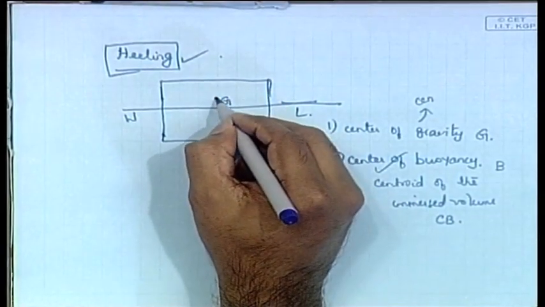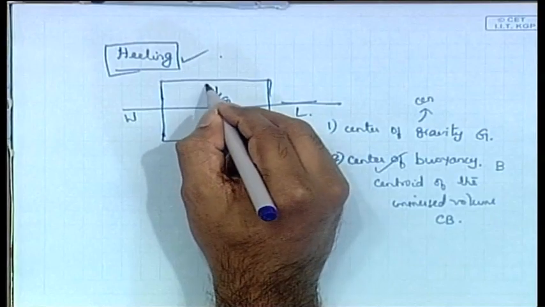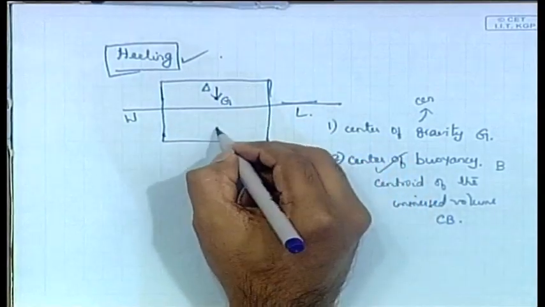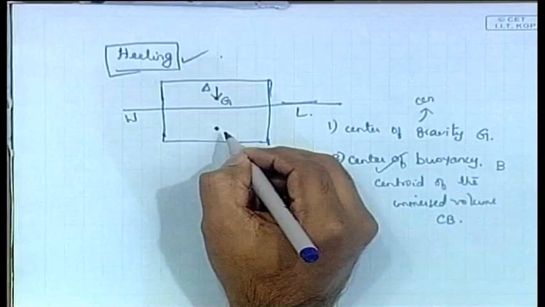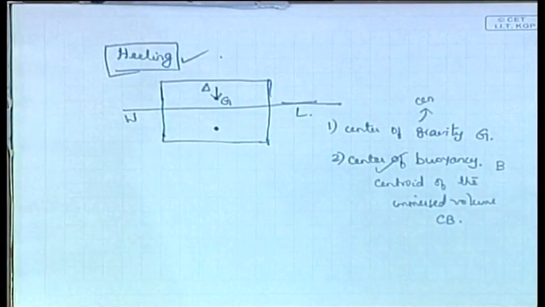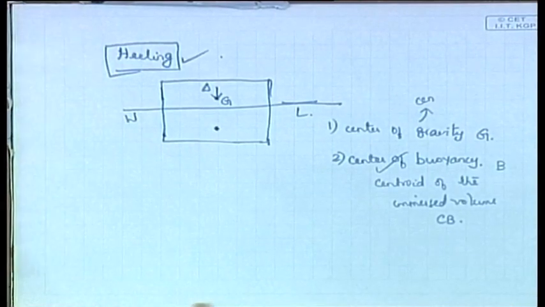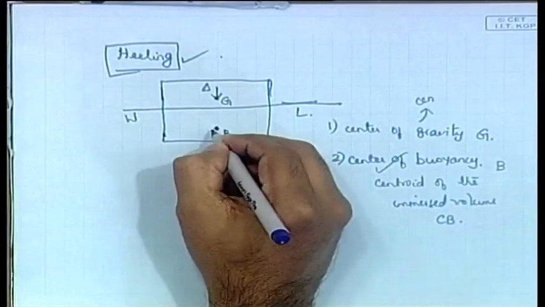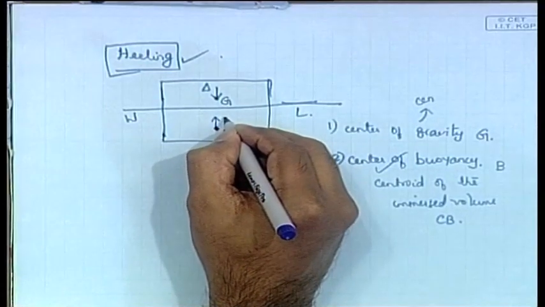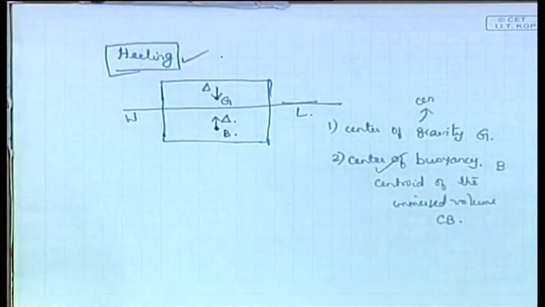Therefore, this is G, here the weight of the body delta is acting. Now, the centroid of the volume is where the buoyancy force will act, because you saw that the buoyancy force has to do with the volume of the submerged portion only. You can assume the whole thing to act at the center of buoyancy. It is acting all over, but you can assume it to be acting at B. Now, this is in equilibrium.